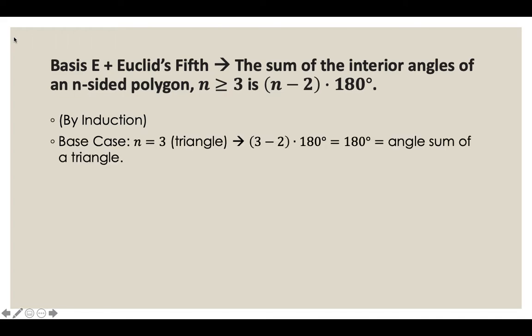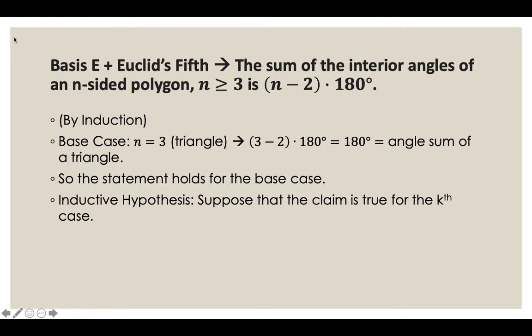Our base case, we're going to consider n being equal to 3, which is a triangle. Plugging that into our formula, we get that 3 minus 2 multiplied by 180 degrees would be equal to 1 multiplied by 180 degrees, which is in fact the angle sum of a triangle. So the statement holds for the base case.